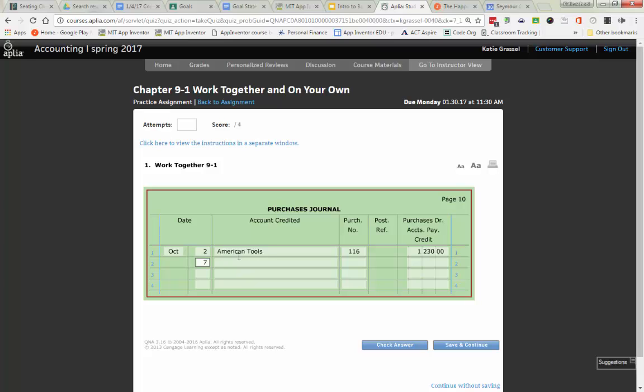The date of the 7th, we're going to purchase merchandise on account from Harris Manufacturing for $480. Purchase invoice 117. On October 11th, we purchased merchandise on account from Kiesler Supply, $780, P118. Put the date of the 11th. The account credited is going to be Kiesler Supply. My purchase invoice is going to be 118 and an amount of $780.